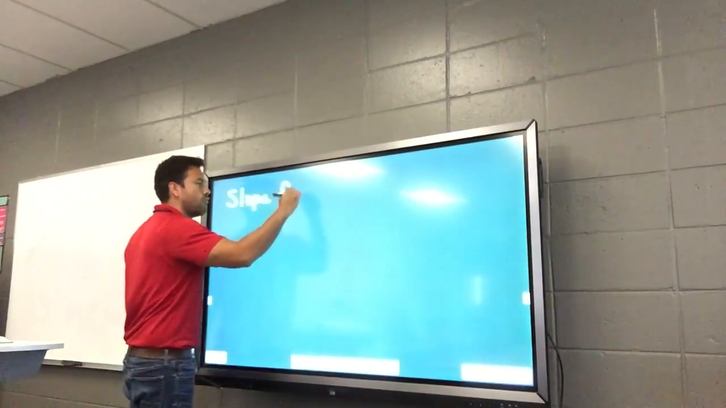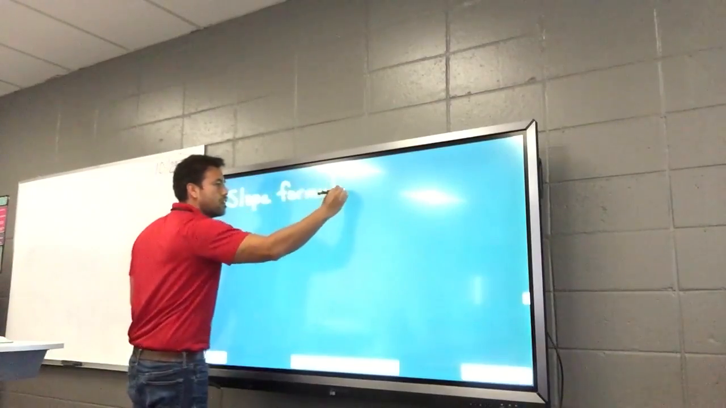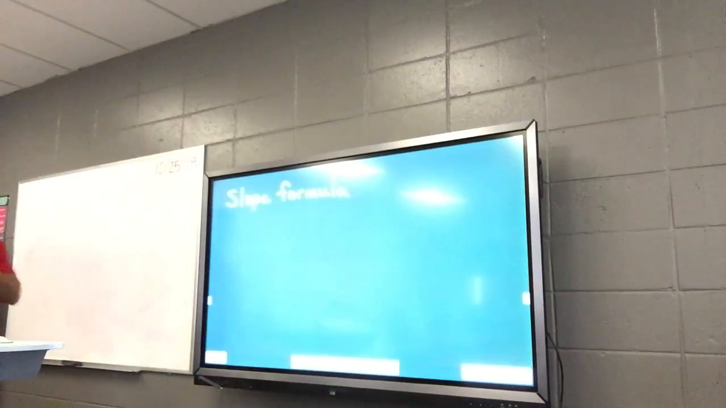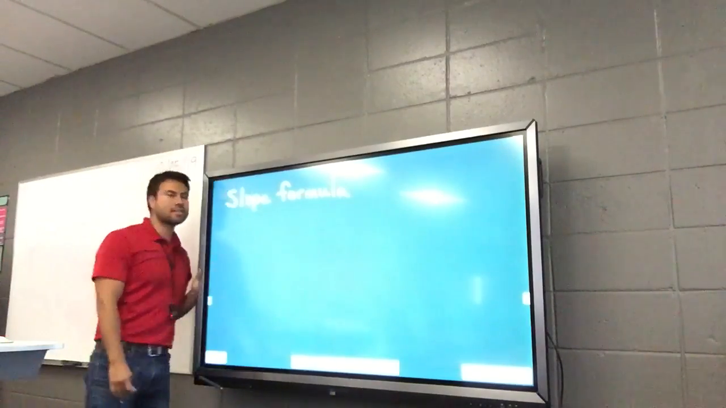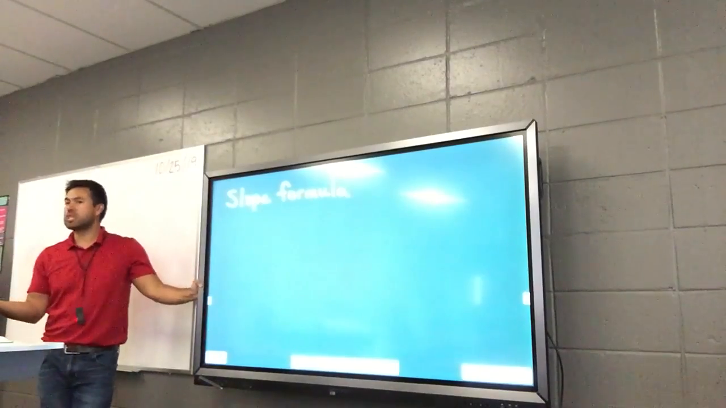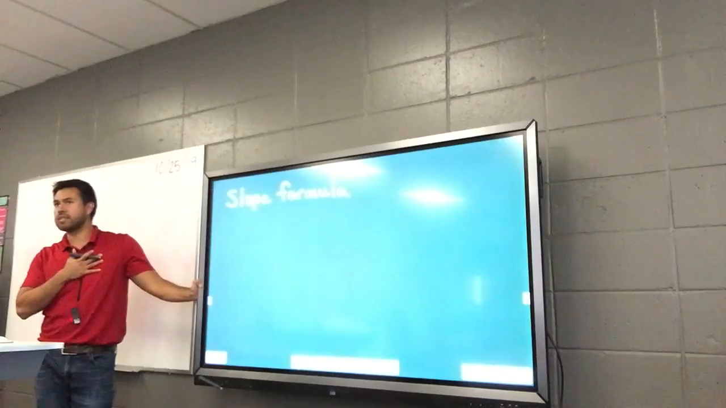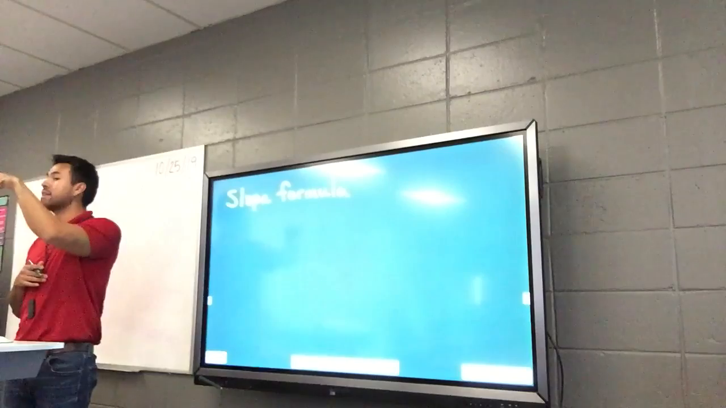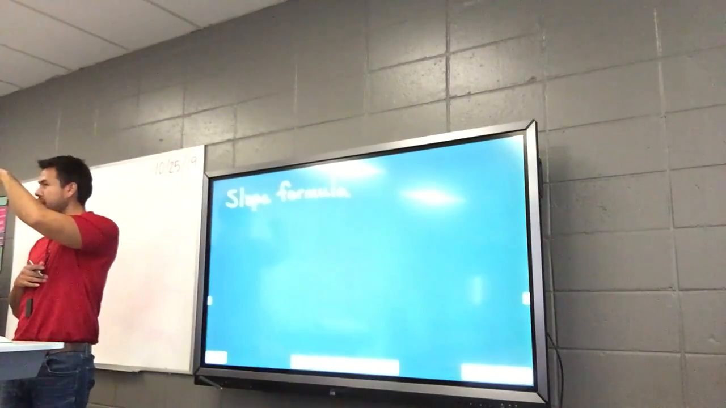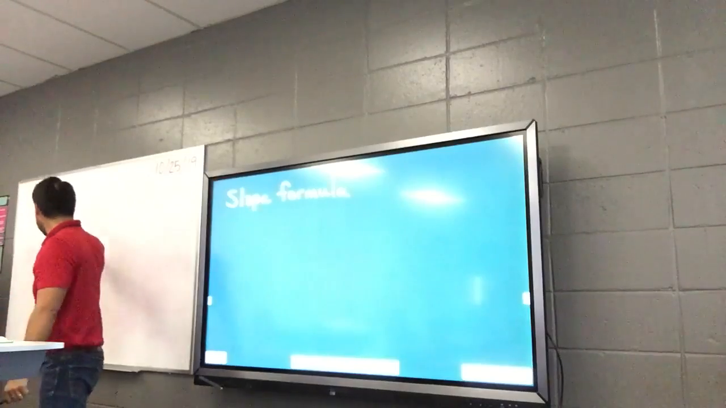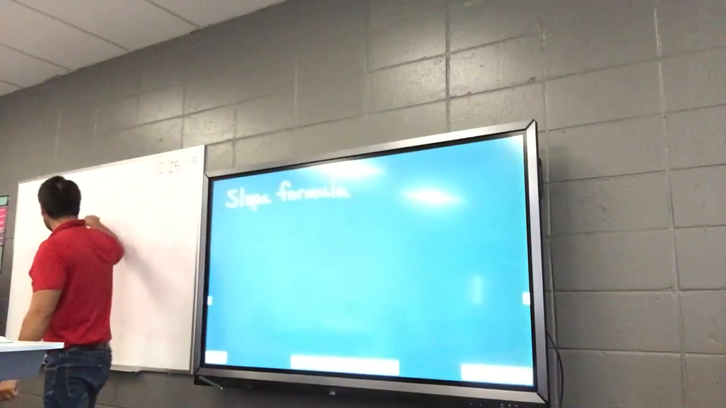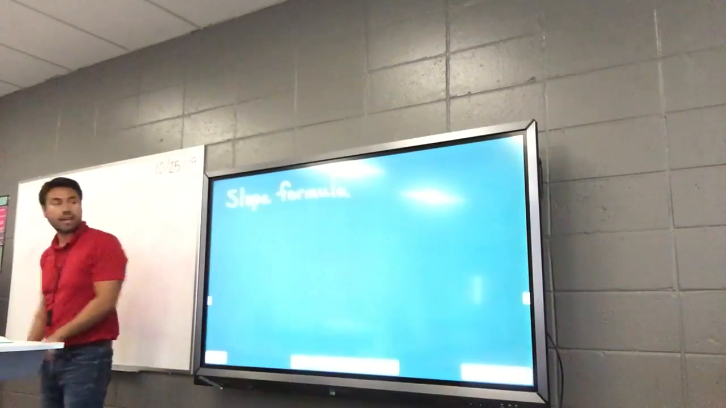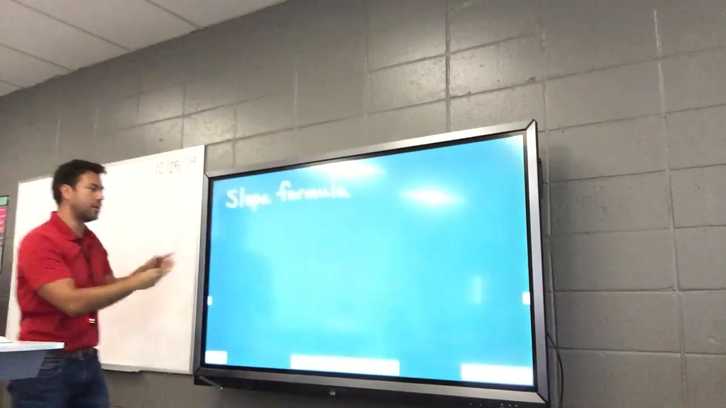Let's go with the slope formula. So the slope formula, oh man, this is so cool, guys. Remember our sequences? You remember how to find an arithmetic sequence? You would take the second term and subtract the first term. You had 1, 3, so you do 3 minus 1 to get that common difference. It's the same thing with the slope formula, and here it is.